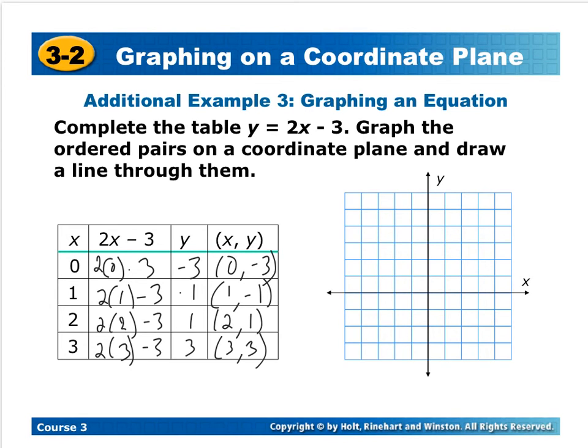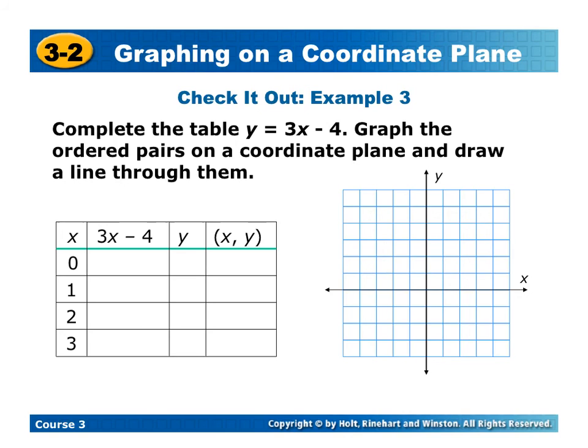Now that I have those ordered pairs, I'm going to graph them. So (0, -3), (1, -1), (2, 1), and then (3, 3). And if you notice, all of these points now form a line. So I can actually take a line and draw it right through all of them. And then what I'm actually going to do as well is put an arrow tip at the end to show that my line goes on forever, so that there are infinitely many solutions to this equation.